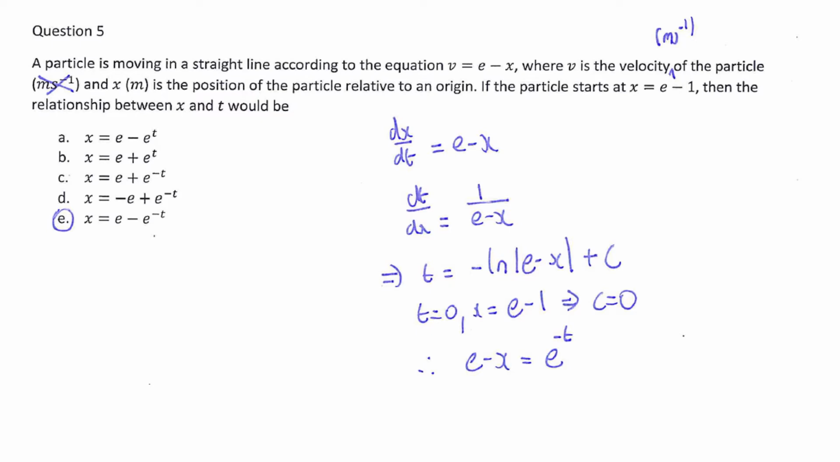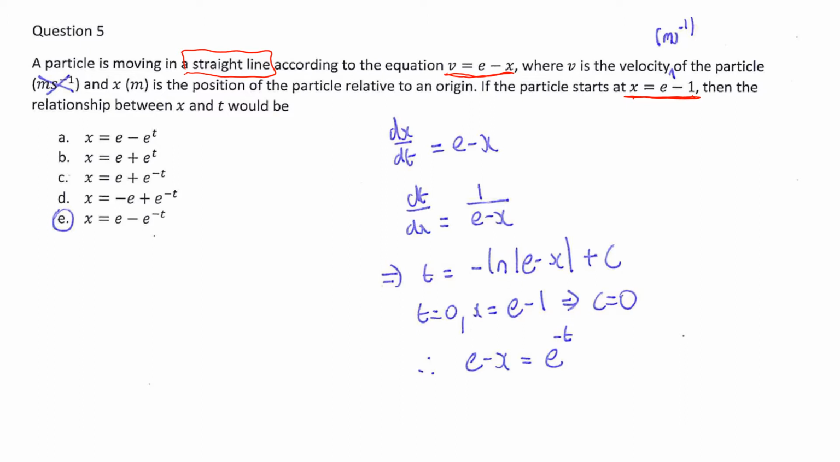Okay, question 5 is just a kinematics question. How do I know that? Your dead giveaway is it's a particle moving in a straight line. You're given an equation linking velocity and displacement, v and x. v is measured in meters per second, x in meters. x is, of course, the position relative to an origin. The particle is starting at e minus 1, so roughly 2.7 minus 1, at 1.7 to the right of the origin, if we think right positive and left negative.